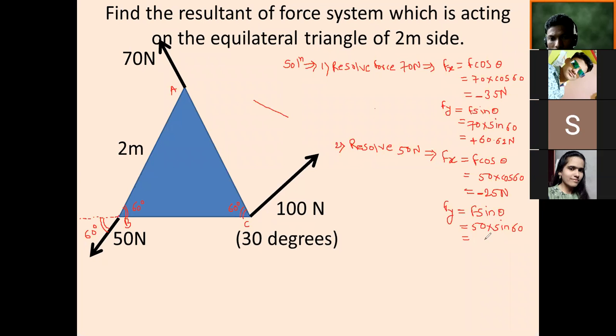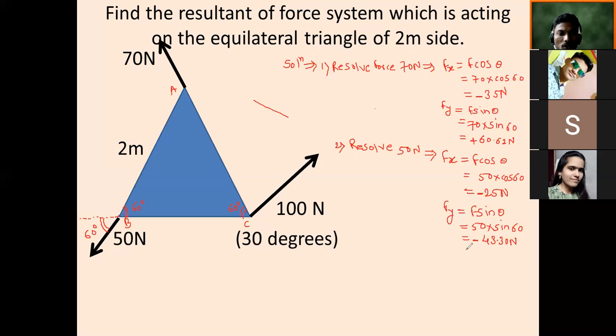43.30 Newton. Very good. 43.30 Newton is the answer. What about the sign? Where is it going? Negative. It is going towards the negative y-axis.